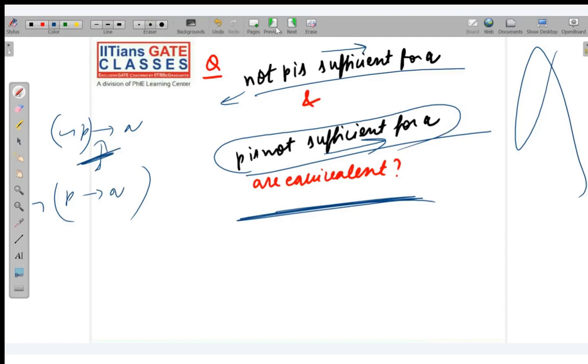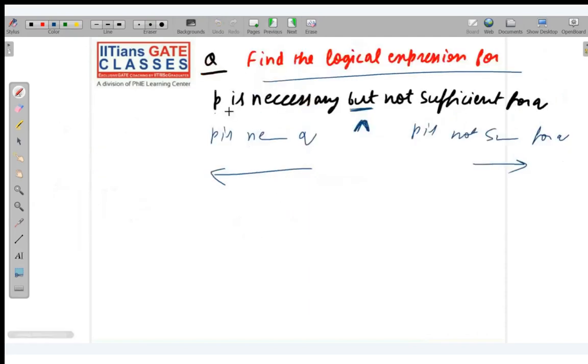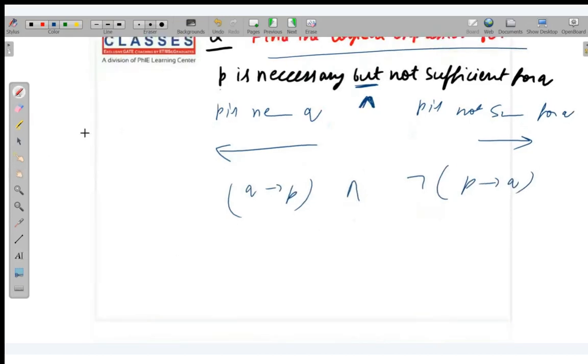Okay, so now see this. P is necessary for Q, but means and, P is not sufficient for Q. So I will say P is necessary for Q: Q implies P, like this. And P is not sufficient for Q: not of P implies Q, like this. So now you can solve it and get the answer. What a big deal is this?